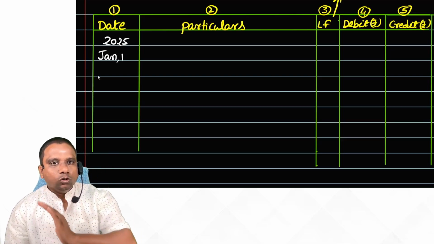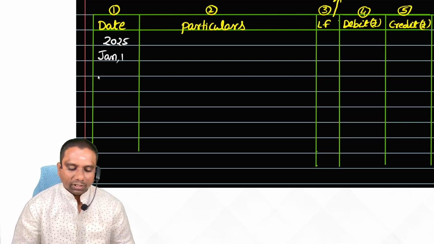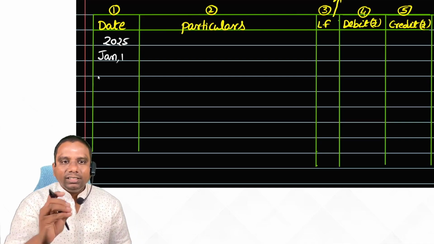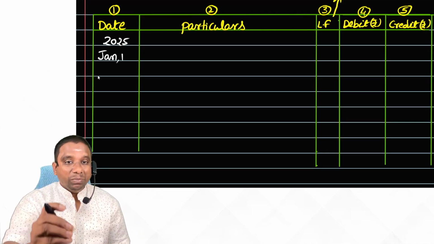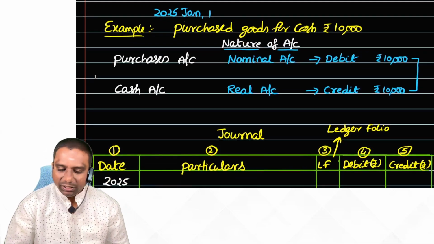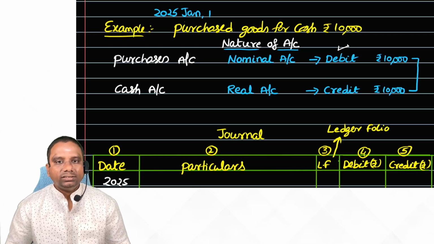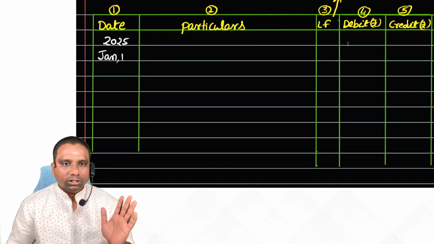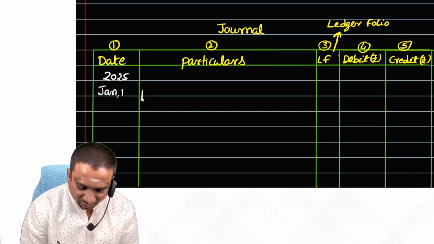Next, immediately go to the particulars column. Okay, sir. Start writing with the account which is debited first. In our transaction, which account is debit? Purchases account is debit. Now you also go to the journal. First write down purchases account like this.